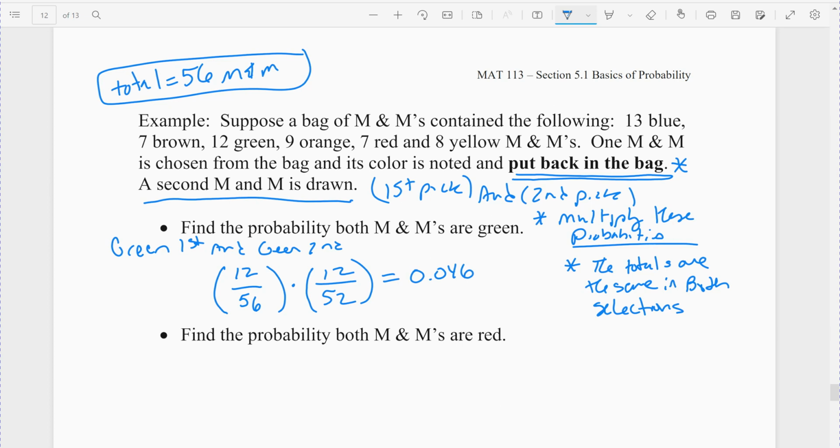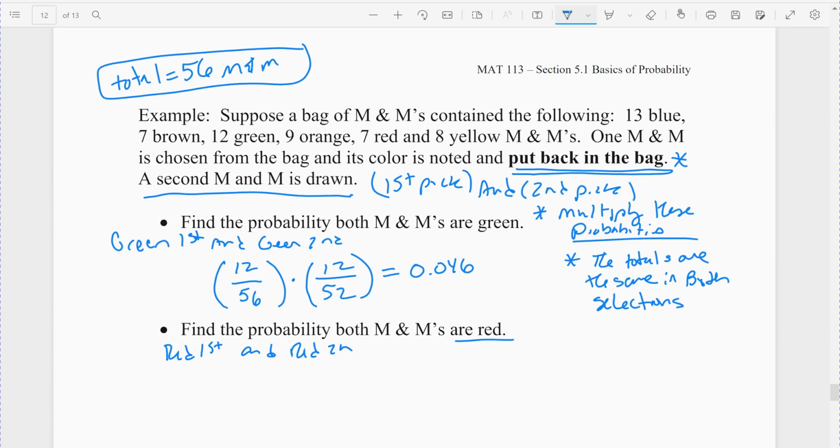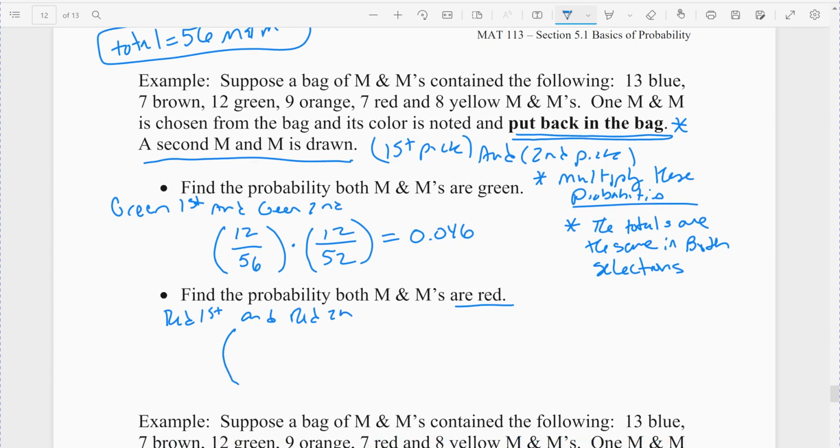Alright, well, the same thing for the second one. So probability that they're red. Now the difference here is I'm looking for red. So I get a red on the first and a red on the second. We replace it. I took the red out, put it back in, so I could pick the same red one twice. So I have the same number in both picks. Alright, so red. There are 7 reds, so I had 7 reds out of 56 for my first pick. And I still have 7 reds out of 56 for my second pick. So the probability didn't change because I had the exact same number of reds and the exact same number of M&Ms in the first pick and the second pick.